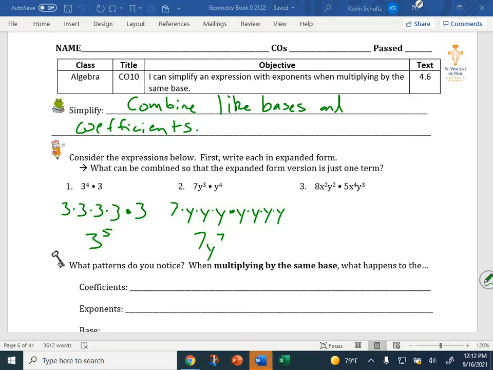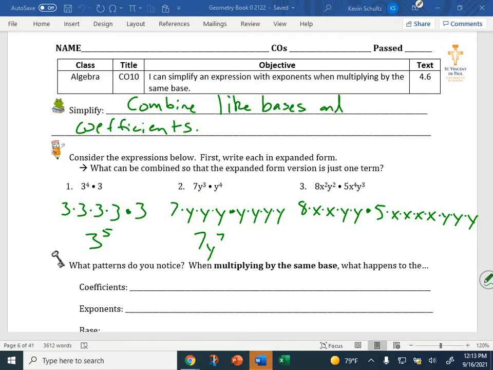Number 3, the last one there, 8x squared y squared. Again, 8 being that coefficient. There's only one of them. Then I've got 2 x's. I've got 2 y's. Then I'm multiplying that by 5x to the 4th y cubed, which is a coefficient of 5. There's only one of them. And then 4 x's and 3 y's. Whew, just fit. Okay?